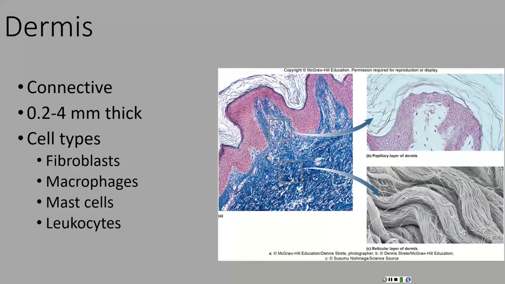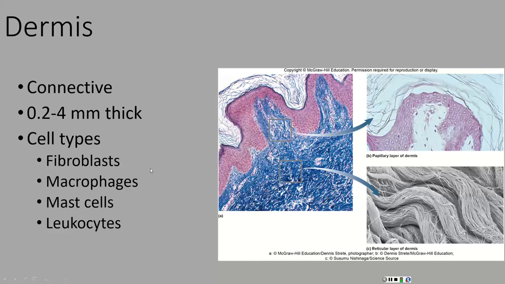Moving down a little deeper now into the dermis. The dermis is mostly connective tissue, so it's not like the epithelial tissue that we saw in the epidermis. It's connective tissue. And it's about 0.2 up to 4 millimeters thick. It ranges.